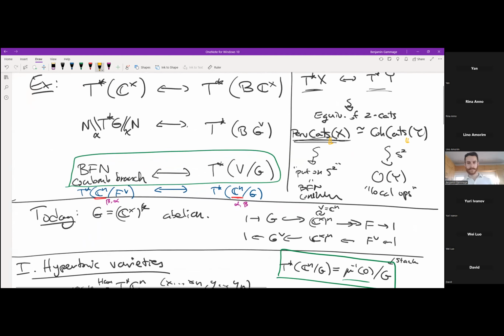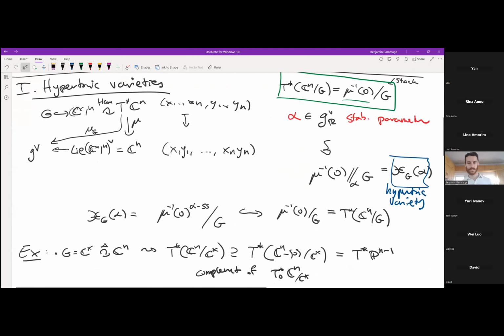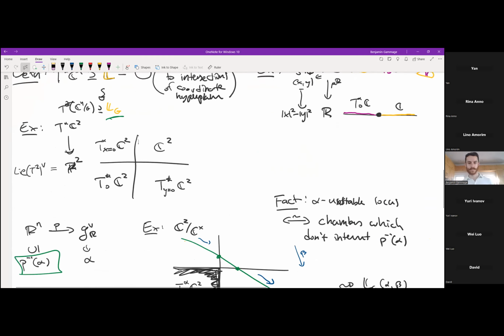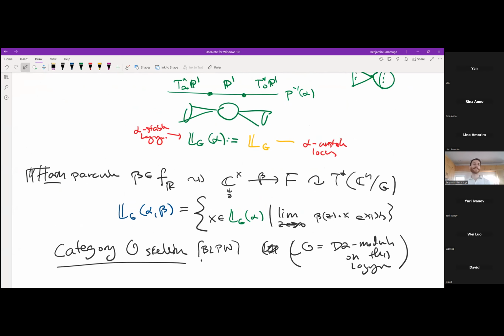So, Ben, a little bit more precise. When you speak about DQ modules supported on something, does this something have to be smooth, or doesn't it? That's a good question. In this case, this Lagrangian is a union of smooth components. So you don't have to worry about that question, because you can always just ask for the category generated by the simple modules on those components. In general, I would not want to require it to be smooth.